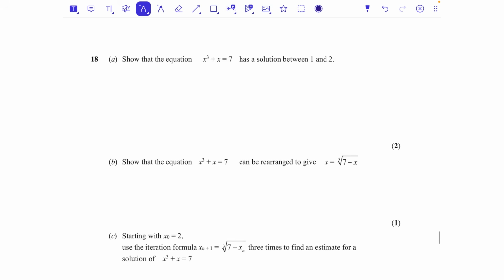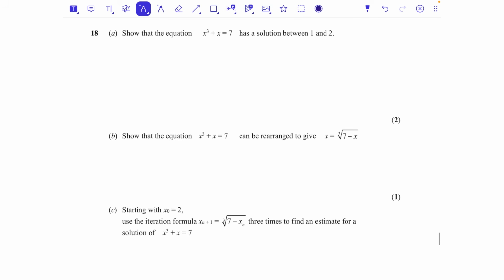Question number 18, and we've got iteration. Show that the equation x cubed add x equals 7 has a solution between 1 and 2. If there is an answer to it being 7 between 1 and 2, I would expect that when I make x 1, it's going to be too small. And when I make x 2, it's going to be too big, or maybe the other way around. But let's have a look and see.